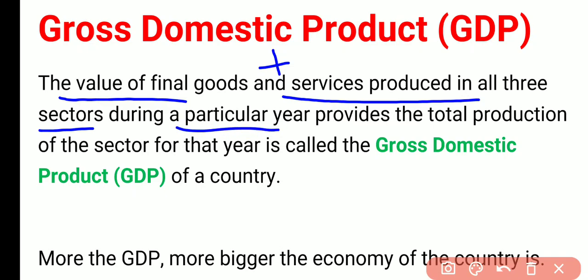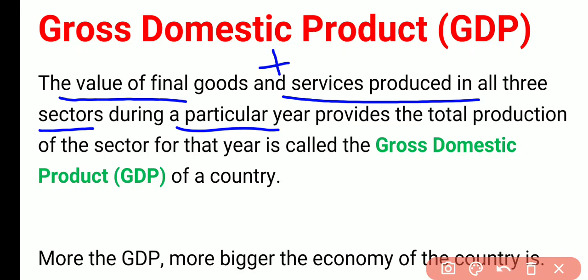We can take an example. For example, we want to calculate the GDP of 2020. How will we calculate? First of all, we will calculate the value of final goods in the primary sector. Okay. Then we will add the value of final goods in the secondary sector. Then we will add the value of all the services produced in the tertiary sector.